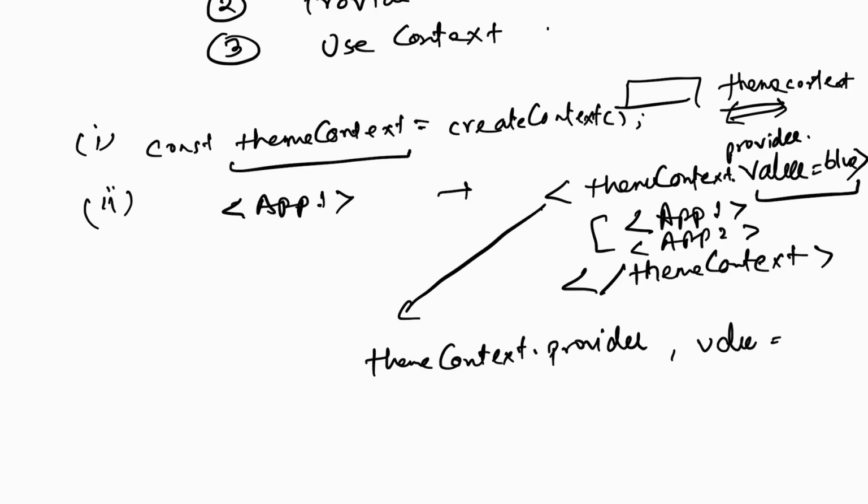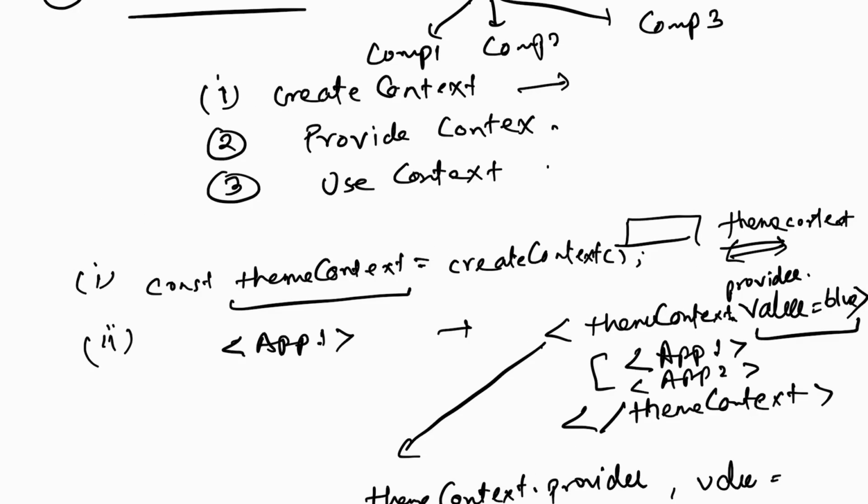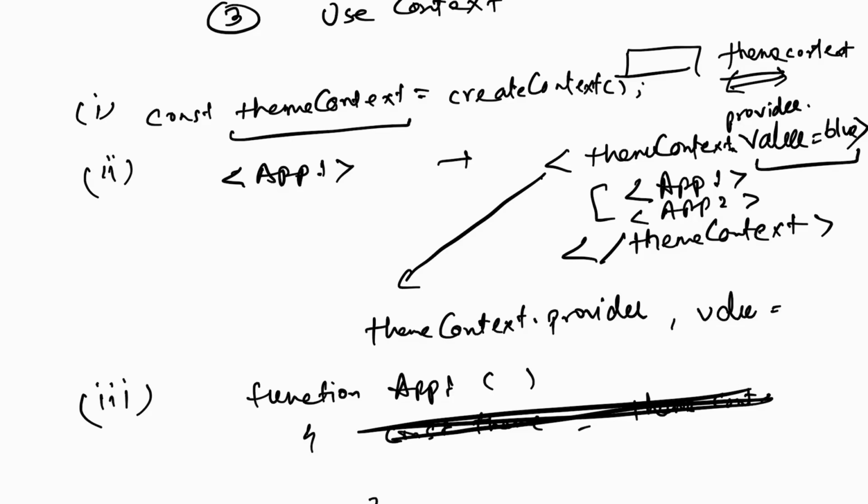Okay, so we have done two things. We have created the context, we have provided the context. Now we want to use this value in our app component. So we'll be having some component, say app1. Okay, we have to write const theme is equals to use context and this theme context.